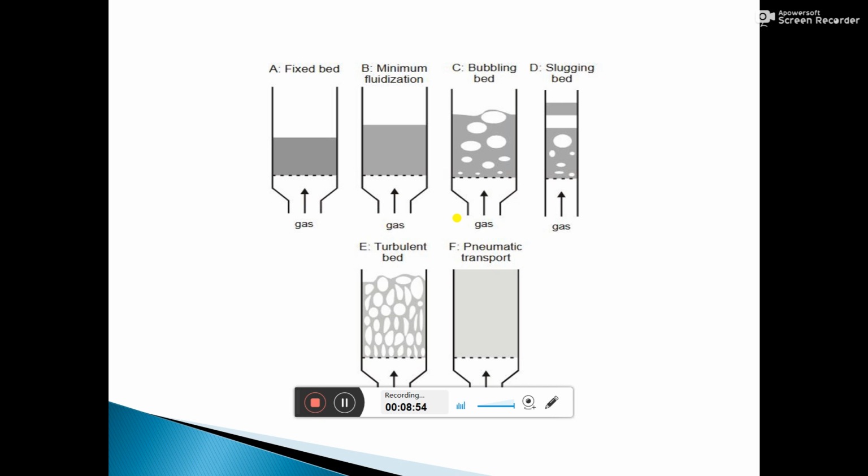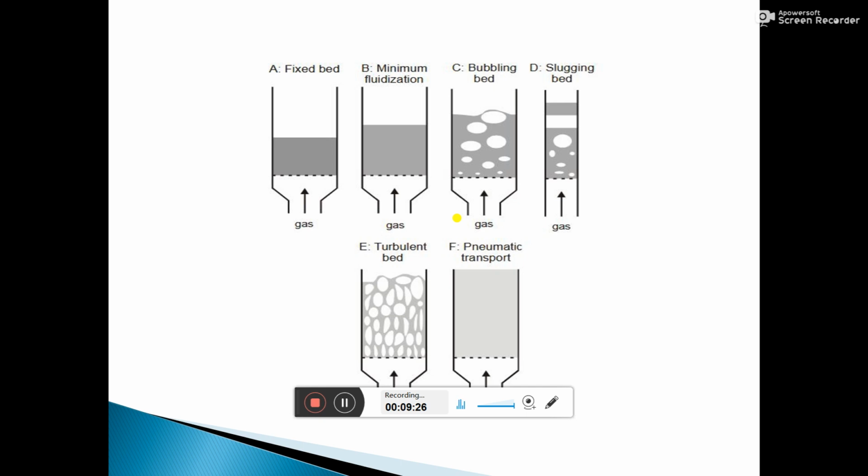In the minimum fluidization, the upward velocity of the gas is increased and the bed is expanded. In a bubbling bed, small air pockets or bubbles of gases go through the expanded bed. Inside the gas bubbles, there will be no coarse material, only gases. That is a bubbling bed.